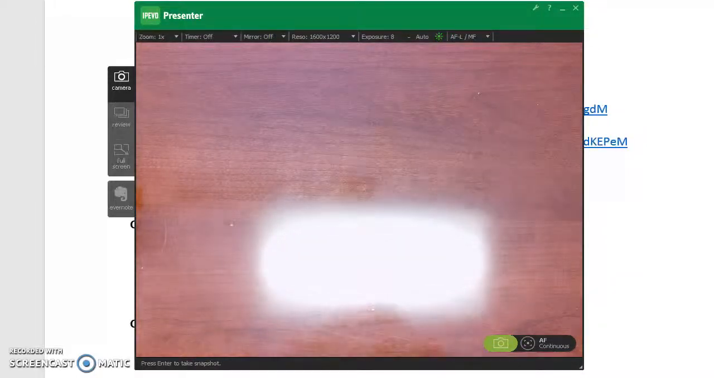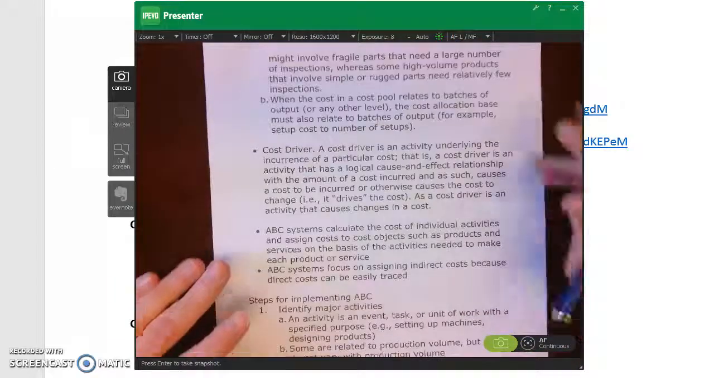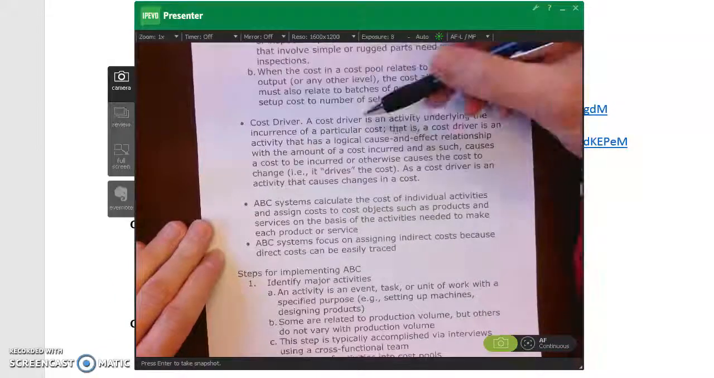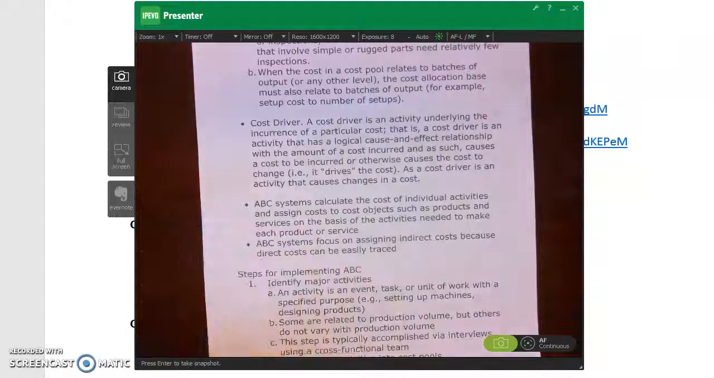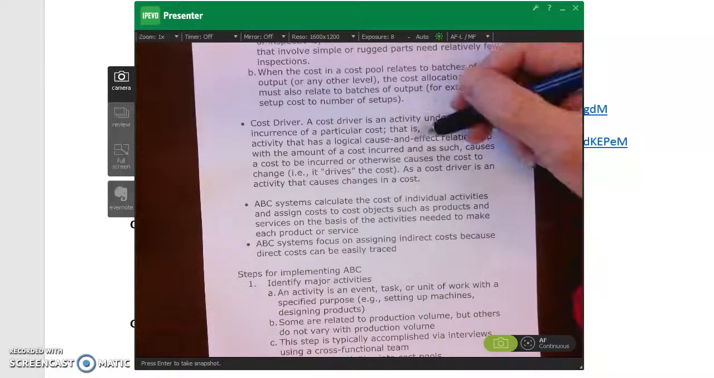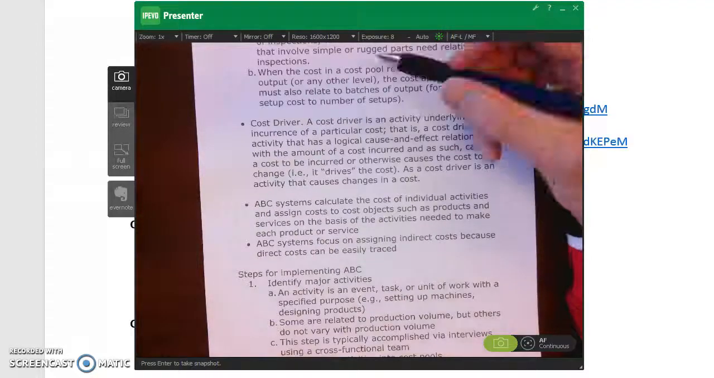Let me go over some more terms here. A cost driver is an activity underlying the incurrence of a particular cost, so it's going to have a cause and effect relationship with the amount of costs incurred. If we think about an internal IT help desk, what would be the cost driver? I would say the number of help desk tickets. The more help desk tickets that the IT help desk has, the more cost they will also have to service those tickets.